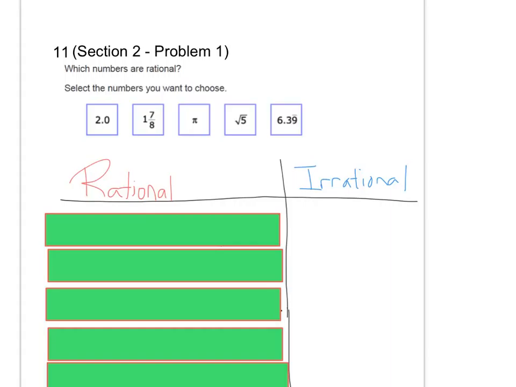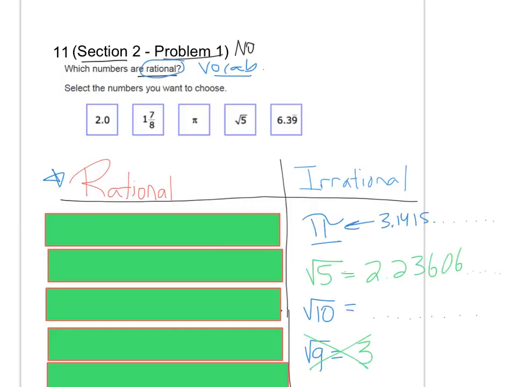For example, the square root of 9 is not irrational because the square root of 9 is equal to 3. 3 times 3 is equal to 9. Because the number ends, it's not an irrational number. A great memory trick here is if you see a square root, it's going to be irrational unless the number that's under the square root sign is a perfect square.